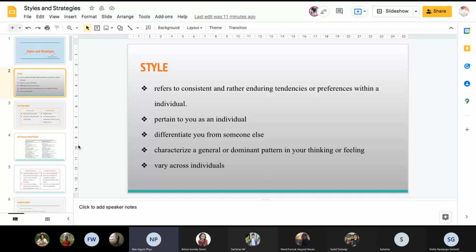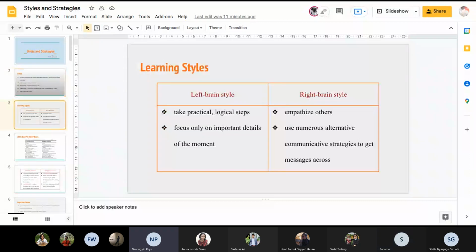But here, the style we're going to talk about is learning style. Yes, next slide, please. So what is a learning style? Like I said in the previous slide, everyone has their own style, so in learning also, everyone has a different learning style. For example, I'm a night owl. Even though I study the whole day long, I can't absorb anything.